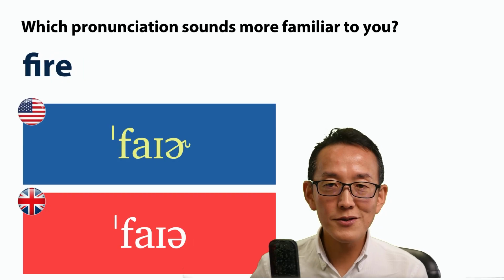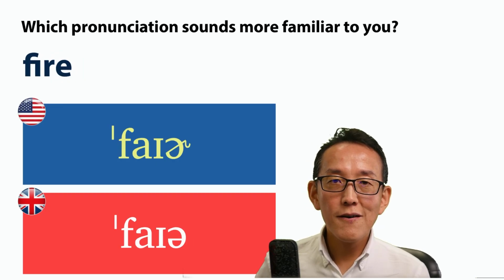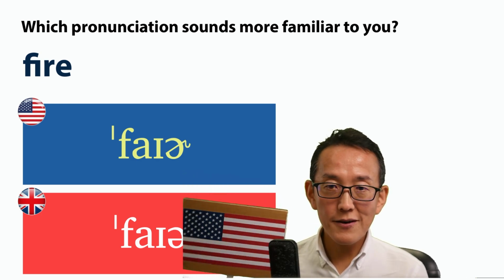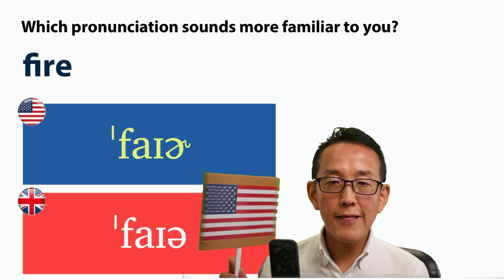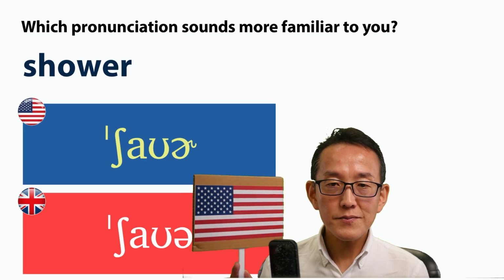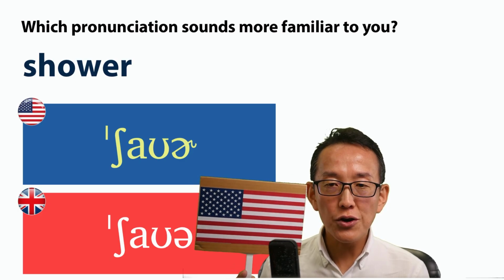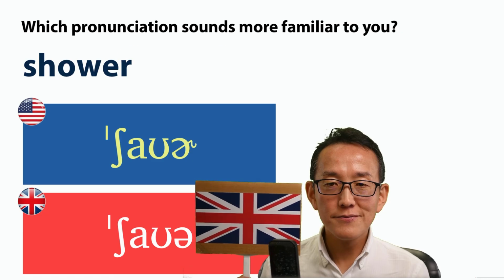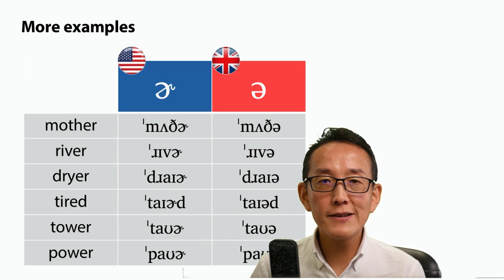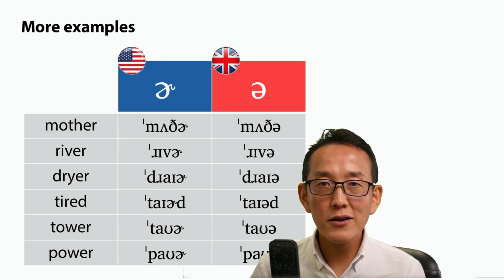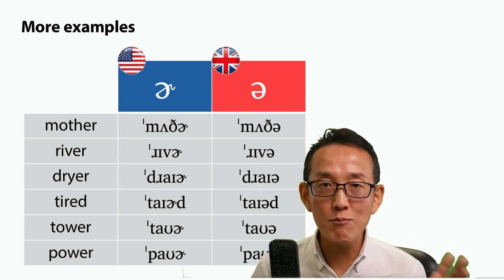Two more examples. All right. So, fire, American. Fire, British. Fire. Shower, shower. And more examples, you can find mother, river, dryer, tire, tower, and power. Again, we can hear a regular pattern.